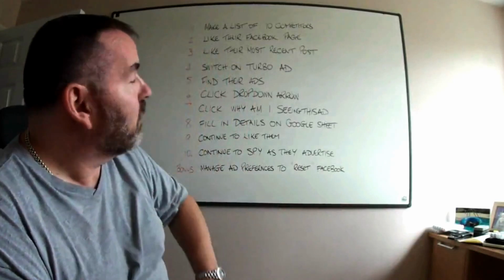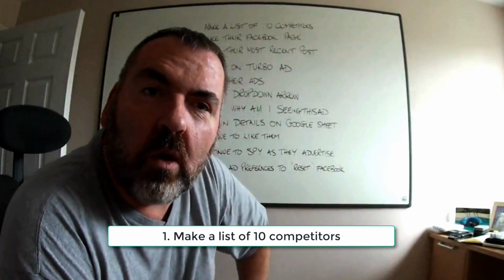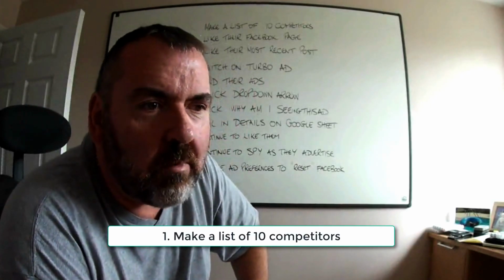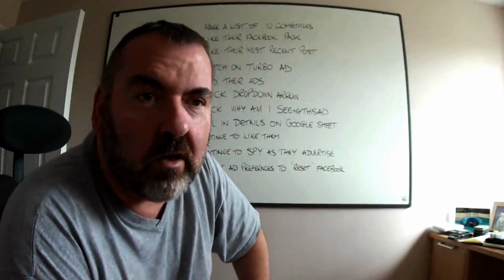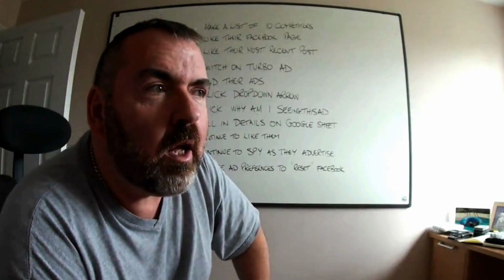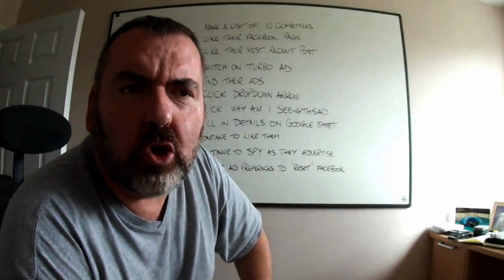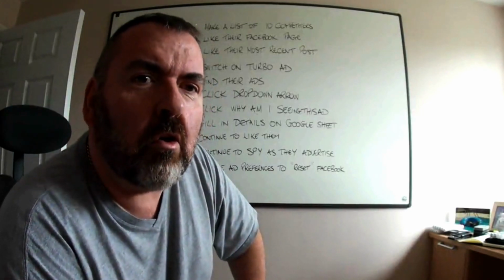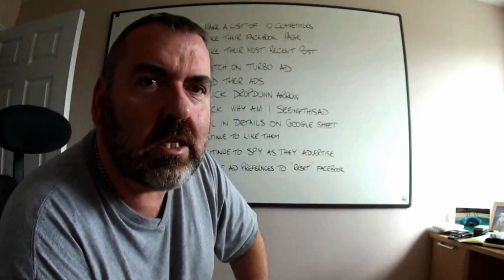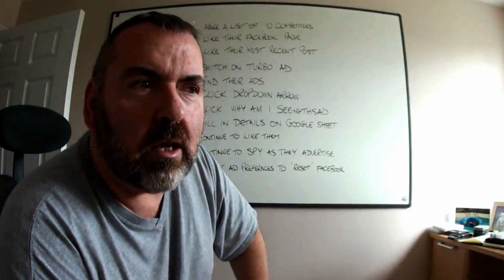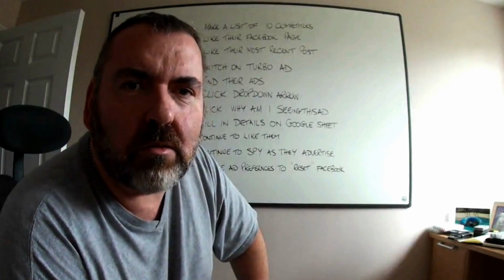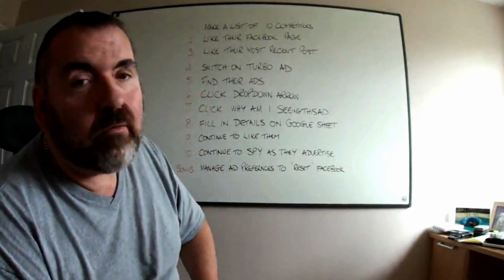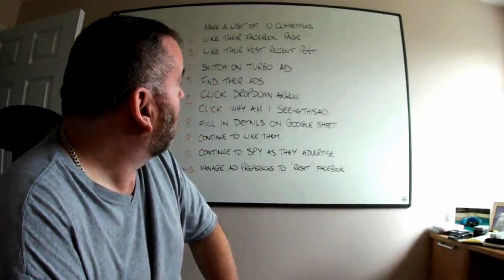So step number one, make a list of 10 competitors. What I would suggest is you need to make a list. If you want to make it more, fine. If you have less, that's fine as well. But 10 is probably a good number because there's a fair amount of work you need to do to manage this on an ongoing basis. Finding competitors is easy, but keeping the data up to date is a little bit more difficult. So I would suggest that 10 is probably the ideal number.